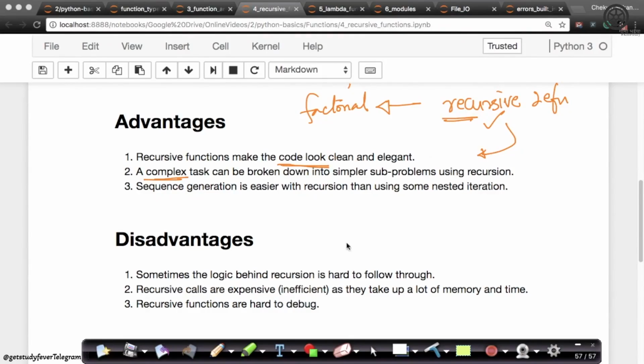The biggest disadvantage is it is hard to follow because it's not like a simple for loop or an if-else condition. Sometimes it becomes inefficient because of the stack that we saw, because you're calling a function within a function within a function. And when you call a function, there is some overhead. There is some memory and time that are used, more than normal cases. Okay, so it is slightly inefficient.